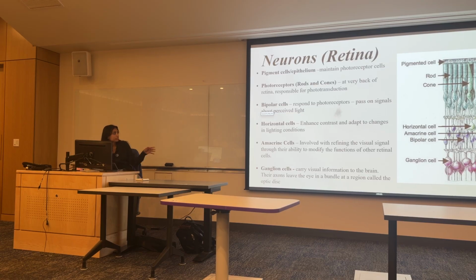So then you have something called amacrine cells, and this kind of does the same thing. This makes contact with bipolar cells, ganglion cells, and other amacrine cells, and this is also involved with refining the visual signal through their ability to modify other retinal cells. And then lastly, you have your ganglion cells, which are kind of like the true neurons of your eyes in a way, and they receive the signals about the perceived light from bipolar cells, and then they carry the visual information through the brain. So the ganglion cells, all their axons form together to form the optic nerve, and then those leave through the optic disc to eventually get to the brain.